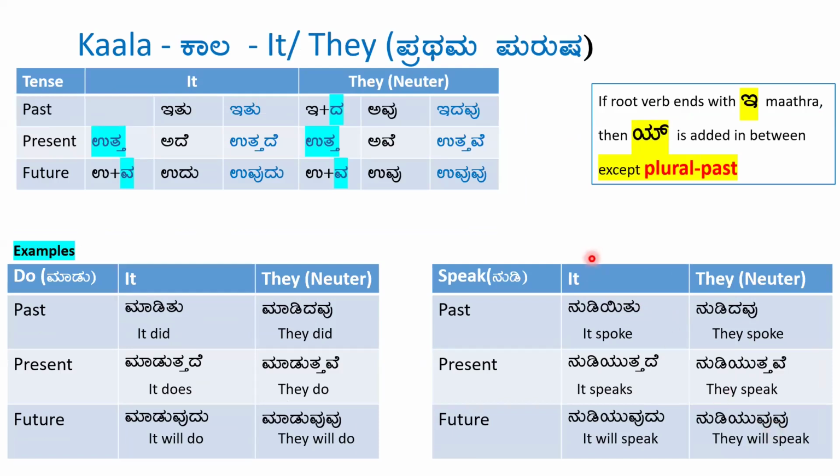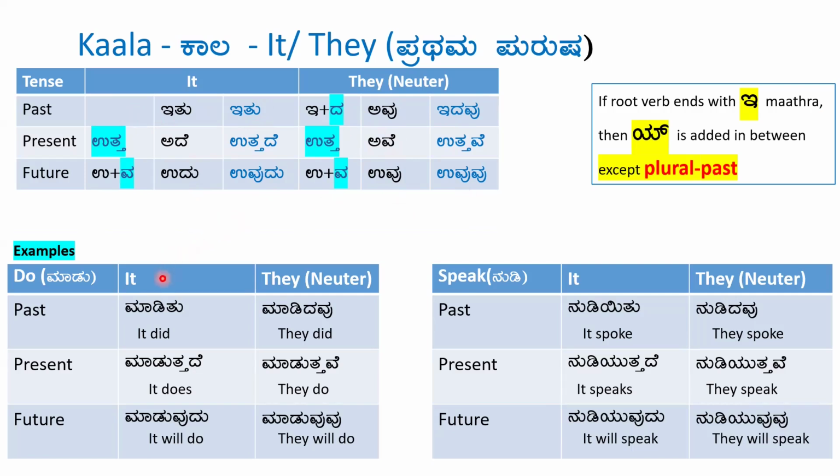So now let's see the next case where the action is done by a neuter gender object. If a neuter gender object does an action, the Kalasuchaka pratyaya is indicated in the first column, Akhyata pratyaya in the second column, and the combination of Kalasuchaka and Akhyata pratyaya in the third column. Same way, if the action is done by many neuter gender objects, first column Kalasuchaka, second column Akhyata, and third column combination of Kalasuchaka and Akhyata. So let's see with an example.